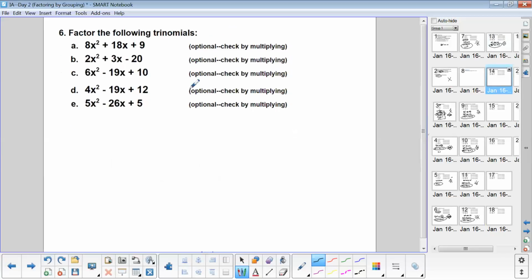Now, these next 5 are examples of, well, what if you can't factor out? What if you can't factor out anything in common? So you're back to your 8, 18, and 9. They don't have a common factor. So now that leaves us with a bigger than 1. So what we're going to do here is we're going to do our factor by grouping.